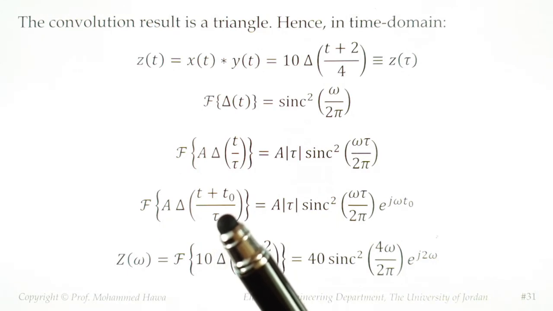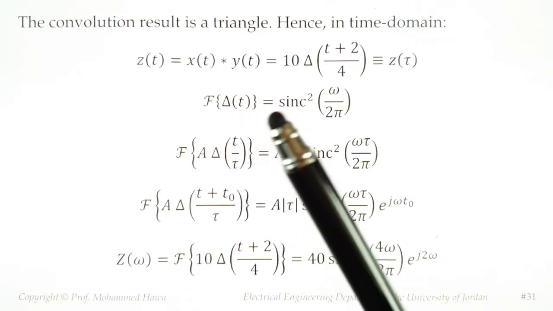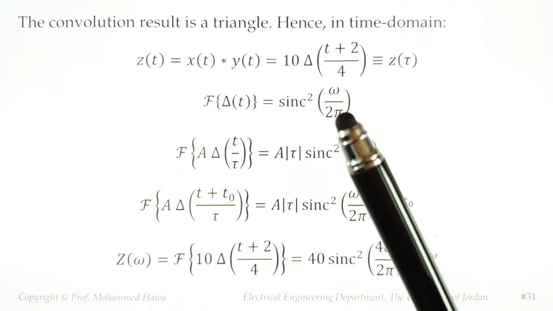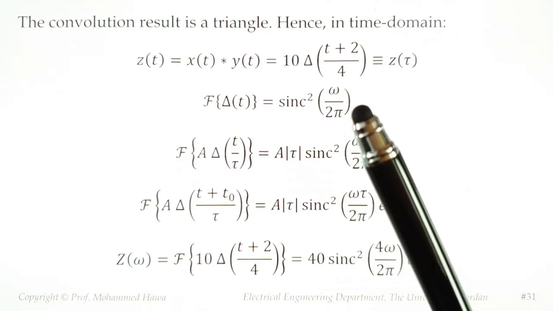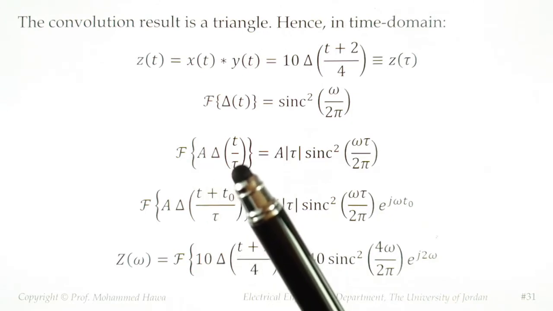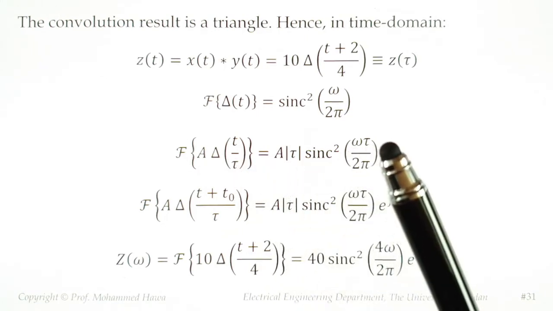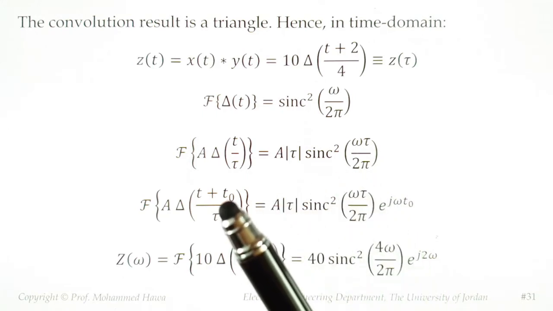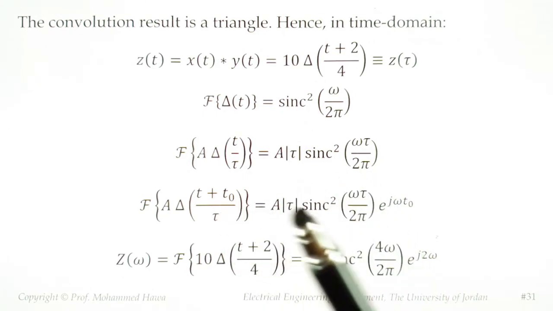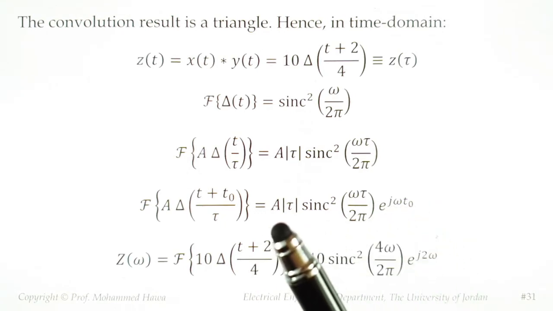You could do an integral if you want to, or an easier approach is to start with the basic answer. The Fourier transform of delta of t is sinc squared of omega over 2 pi. This is a very simple answer that you could memorize. Now use the linearity property and the time scaling property to get the Fourier transform of A delta of t over tau equal A times the absolute value of tau times sinc squared of omega tau over 2 pi. If you introduce a time shift plus t naught, you multiply by e to the j omega t naught. That's the answer we're looking for.